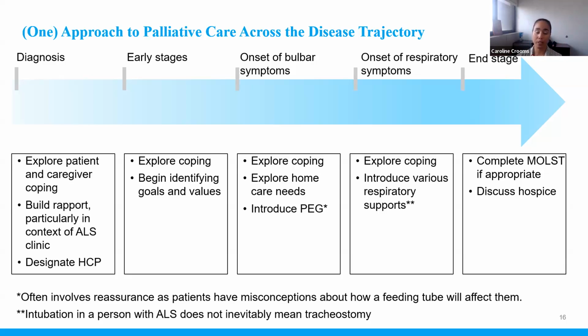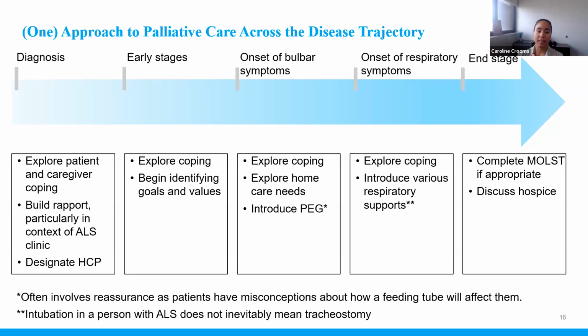When they start to have bulbar symptoms, we might be still exploring coping all the way, exploring home care needs. We might have already been doing that, but I think it's a good way to, again, build rapport and have people feel like we're doing more than just talking about end of life stuff when maybe they're getting their symptoms managed by somebody else. And then I'm also introducing a PEG at that point.